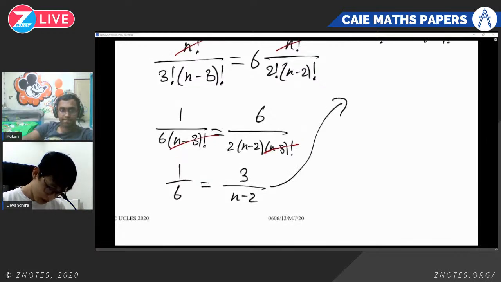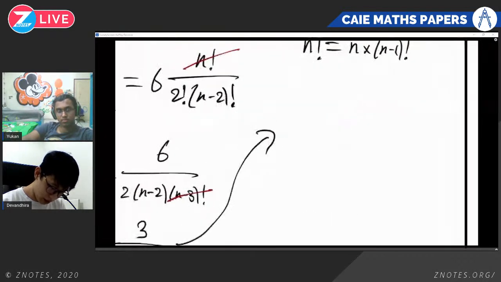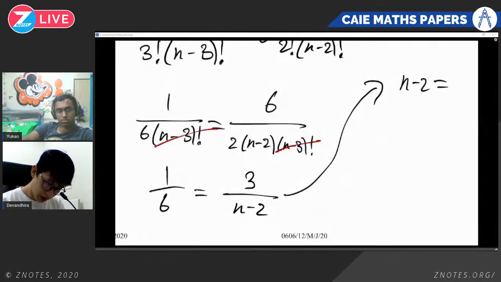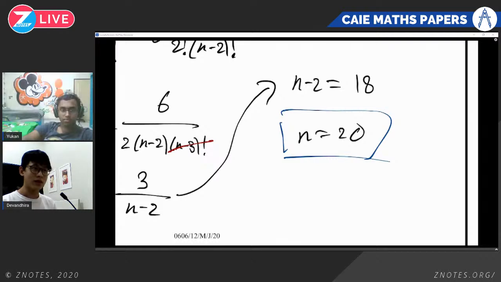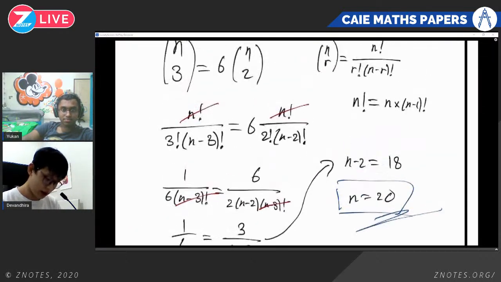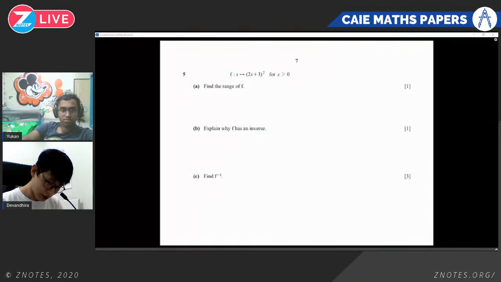Okay. So from here, you can just cross multiply and solve it manually. We have n minus 2 is equal to 6 times 3, which is 18. Transfer the 2 to the other side, n is equal to 20. Is this our final answer? Yeah, that's our final answer. Okay, it's correct, and that's 4 marks for you. Let's move on to the next question.